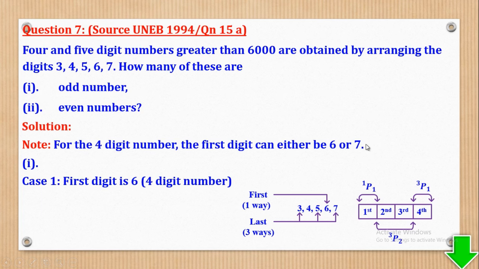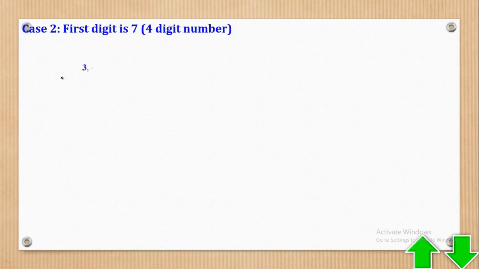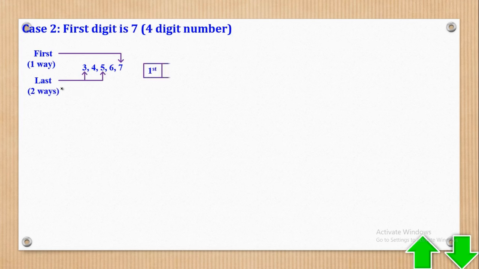What about the second case? It is when the number starts with 7. So when the first digit is 7, the illustration will be that here we shall put 7, and it is one way. Then the last digit can be 3 or 5, and those are two ways. Therefore, our positions will be those ones.